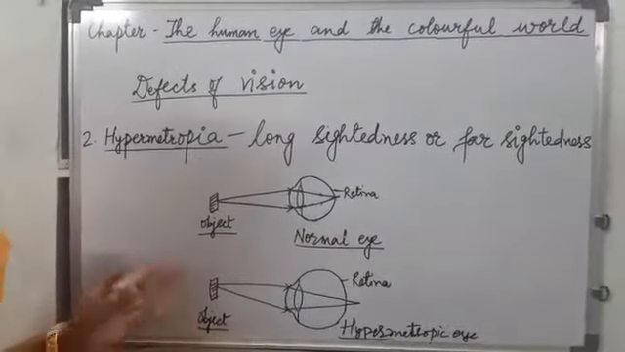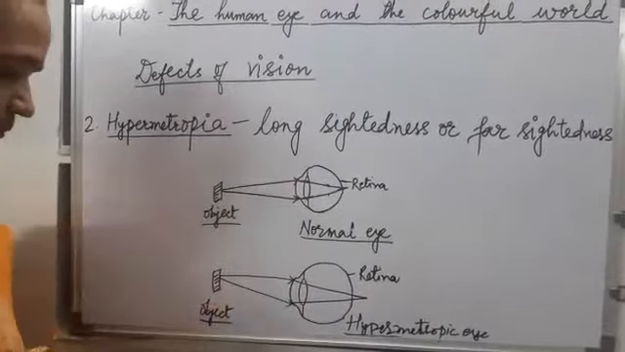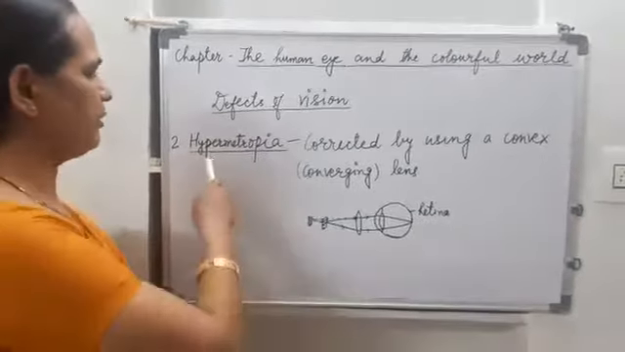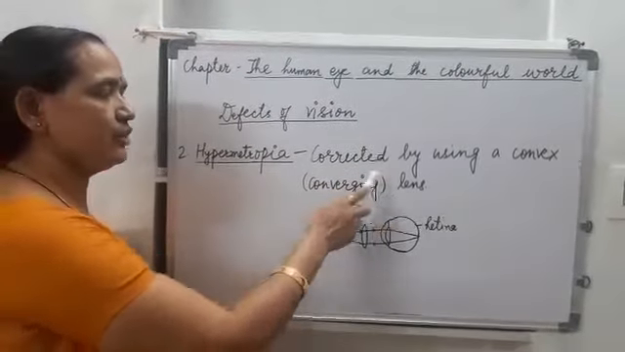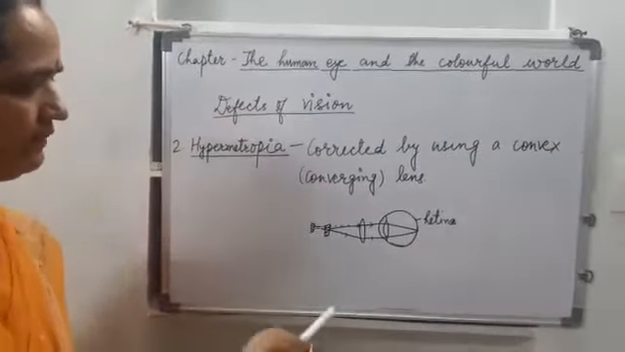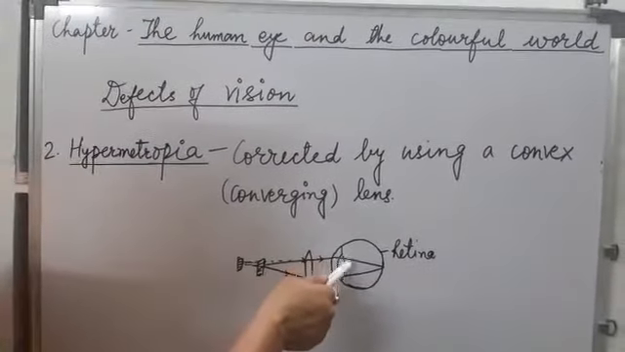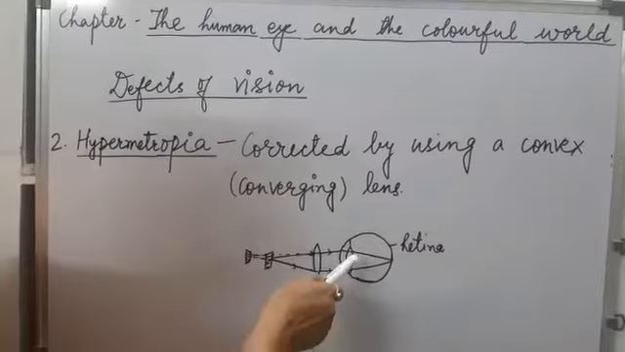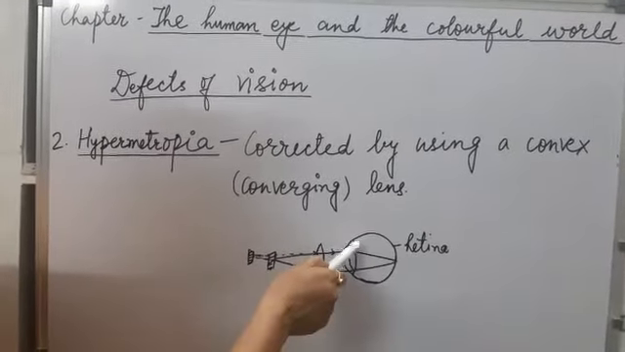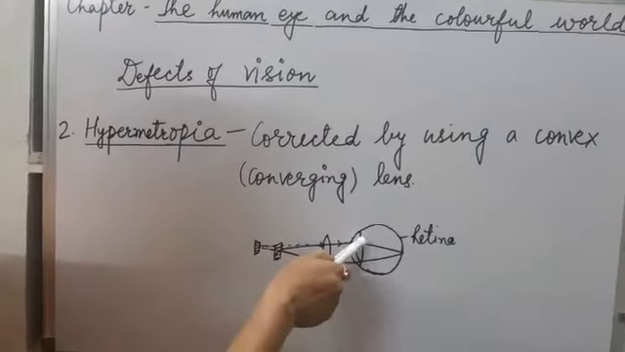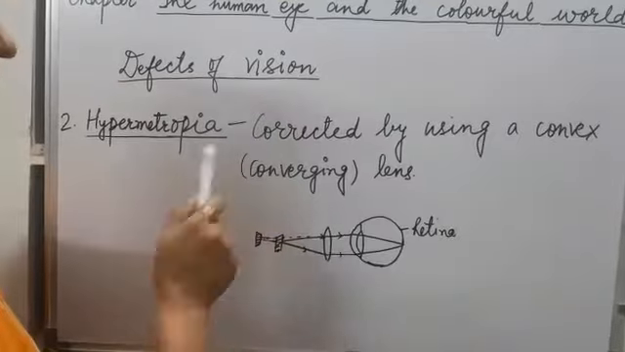Have you any guesses? Yes, this can be corrected by using a convex lens, that is a converging lens. So let's see how the defect can be corrected. This hypermetropia can be corrected by using a convex or converging lens. Here the decreased converging power of the eye lens is increased by using another convex lens here.